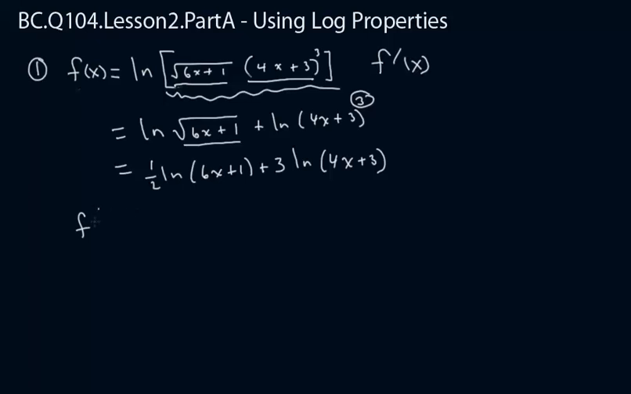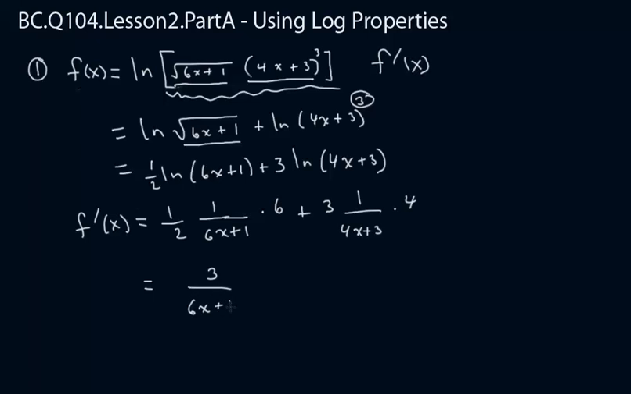So let's do it. So the derivative, f prime of x equals, we have a 1/2 times the derivative of natural log of stuff, which is 1 over stuff, times the derivative of that stuff, which is 6, plus 3, 1 over stuff, times the derivative of that stuff. At this point, we don't have to simplify, but I will. 6 over 2 is 3 over 6x plus 1 plus 12 over 4x plus 3.